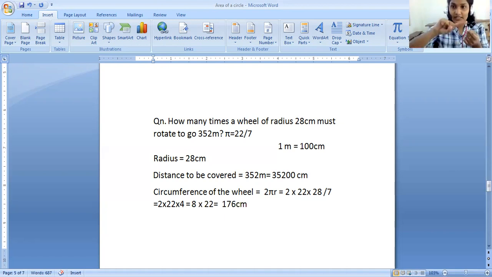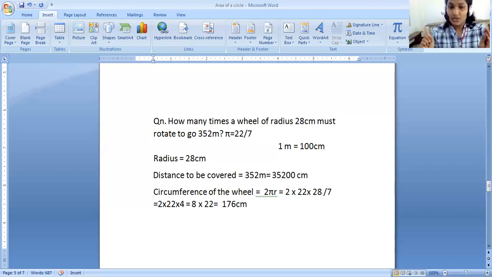Circumference of the wheel. That means when it rotates one time, it covers 176 centimeter. When a wheel rotates one time, it will cover a distance of 176 centimeter. And how much distance does it have to cover? 35,200 centimeter. In one rotation, it may travel a length of 176 centimeter. So here we need to find how many rotations are needed to go a distance of 35,200 centimeters.